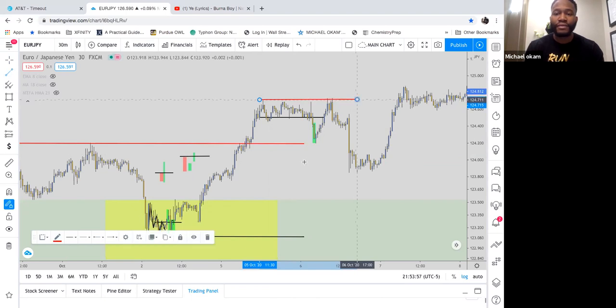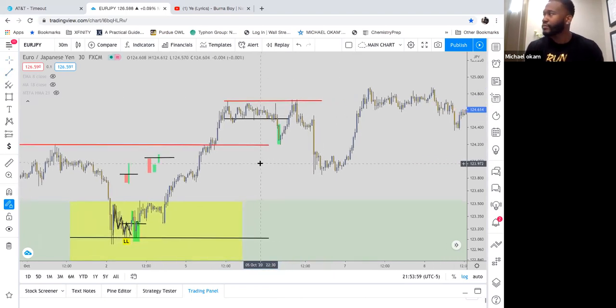So now you want to see if that structure is going to be broken. Boom. Exactly. Once it created that higher high, my exit strategy is I need to see a break of support on that 30-minute time frame for me to exit. Once this candle that I highlighted right here broke below that support, I'm out of the trade.